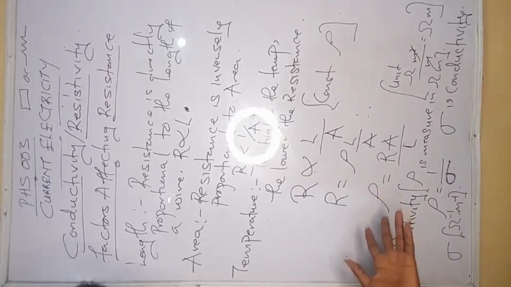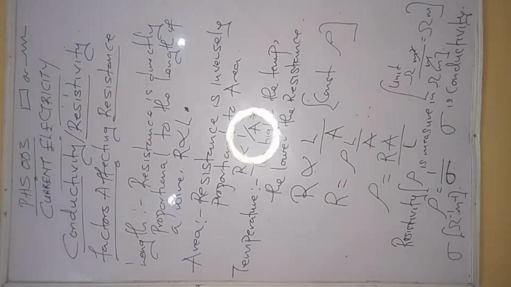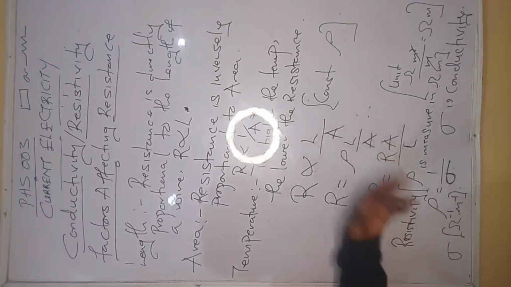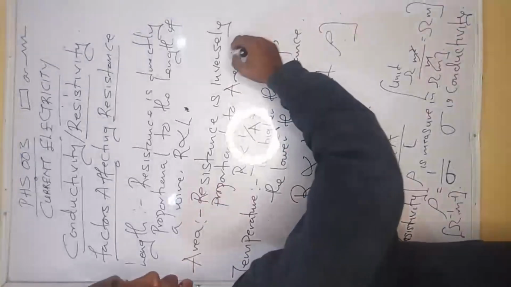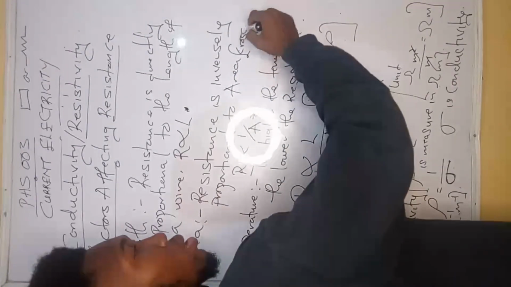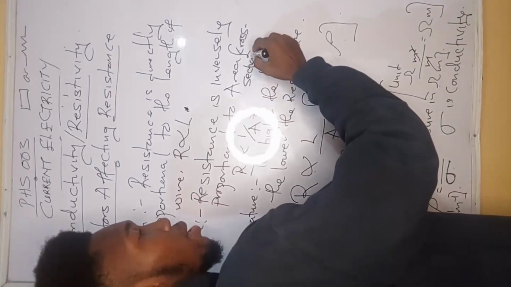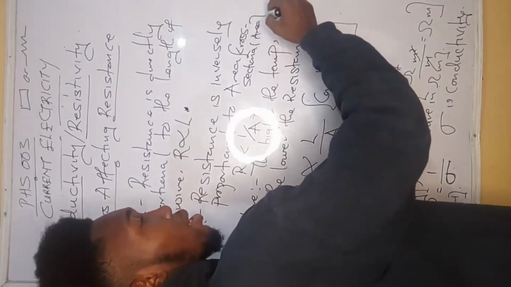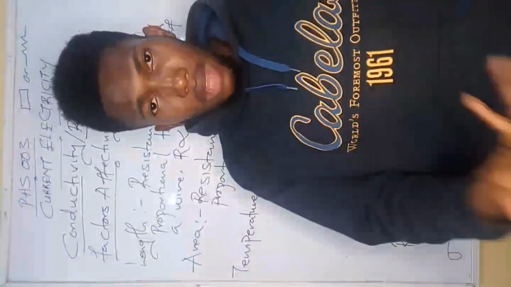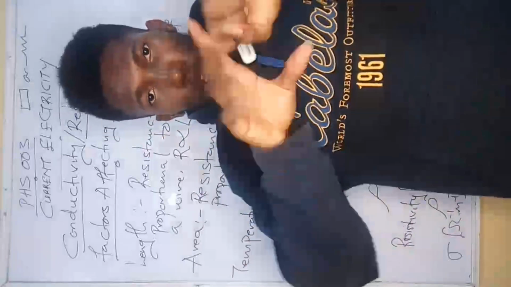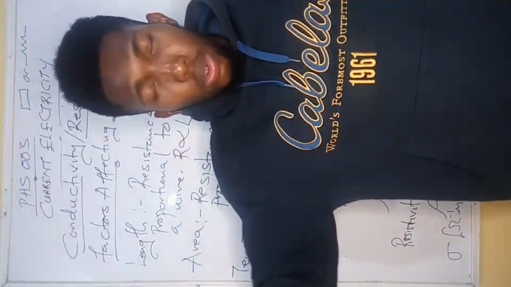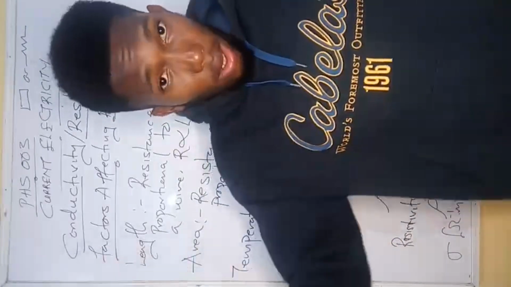Please, can I wipe the board? And remember, our A is our area, and the area we're talking about is the cross-sectional area. We're talking about the area of the base of that conductor. If it's just a normal cylindrical wire, the base is a circle, so the area you're using is pi r square, in case they give you the r.